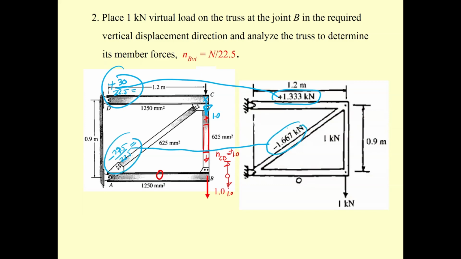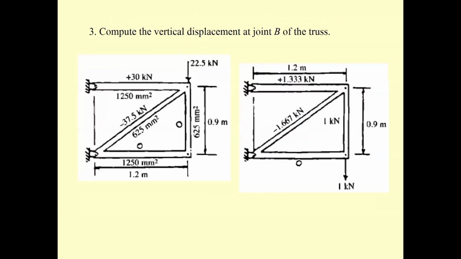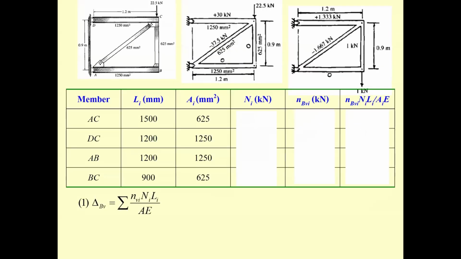Okay, you don't need to do the calculation again because the 1.0 applied at point C, the magnitude reduced by 22.5. So the small n sub I will be capital N sub I divided by 22.5. Then you get the result. You put them in the table. Okay, if not, you got to write very large, long equation.